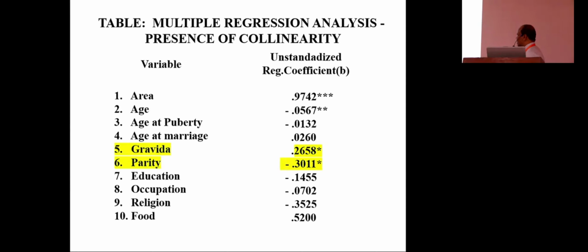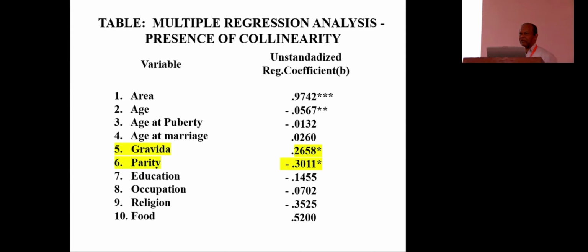So the parity is saying negative correlation and the value is 0.3. What does it say? It says that as parity, the number of live births, increases, the cycle length decreases and so on. So do you agree with this?